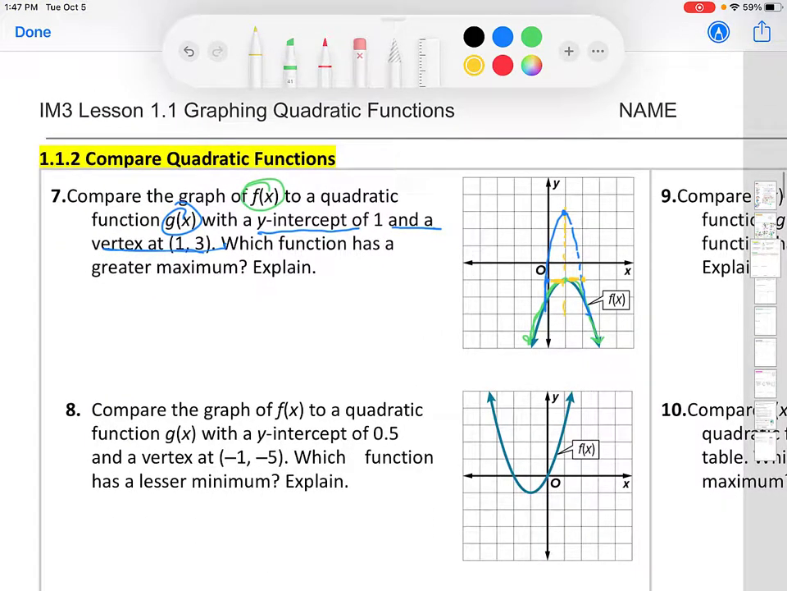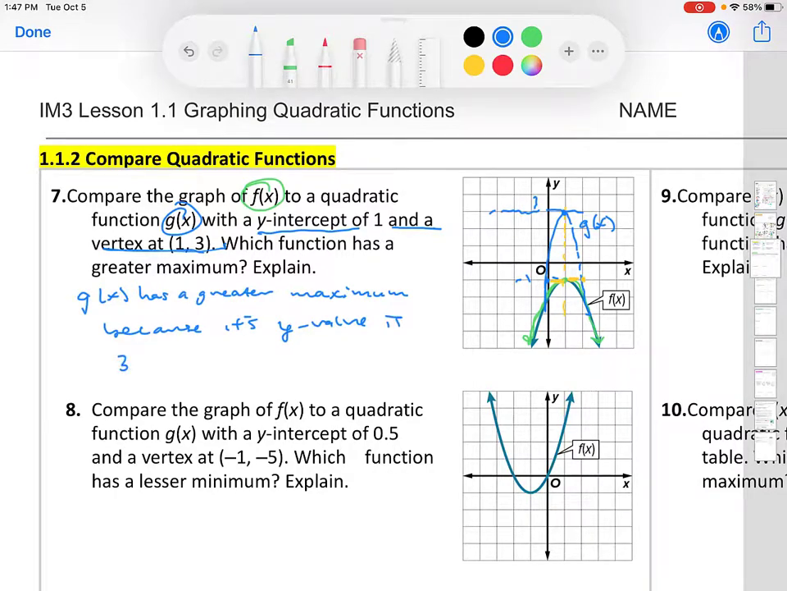Then it says which function has the greater maximum. That would be this blue graph g of x, because the y value max is at 3, and this one is at -1. So let's write that. G of x has a greater maximum because its y value, what we wrote on the graph there, is 3 compared to -1. Okay, let's try the other one.